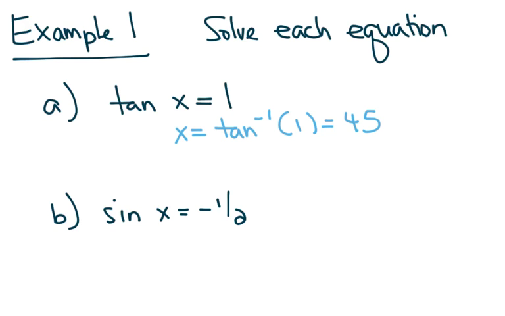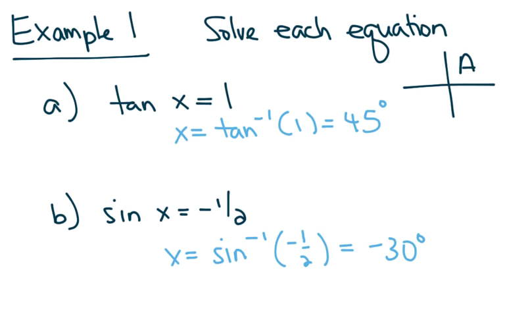But we're going to come back to this in a minute because there actually is another answer that's going to give you positive 1. And then for sine x is equal to negative 1/2, you do the inverse sine of negative 1/2. And the calculator's going to spit out negative 30. All right, now let's go back and talk about this.